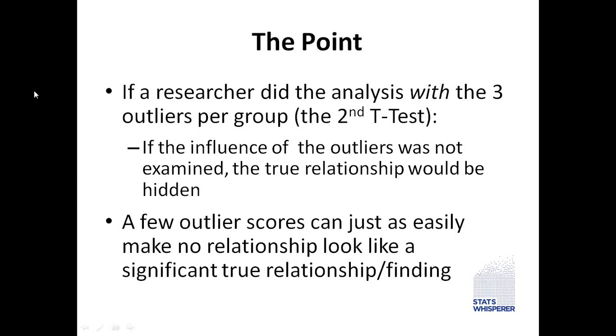And it seems somewhat innocuous because it's saying a significant relationship is not, but it can just as easily make a relationship that's not significant look significant. So many times in the literature, in a peer-reviewed research article, you'll see the article says, here's a statistically significant relationship, and then doesn't mention if outlier scores were checked. So you don't know if that relationship is based upon the outlier scores or not.